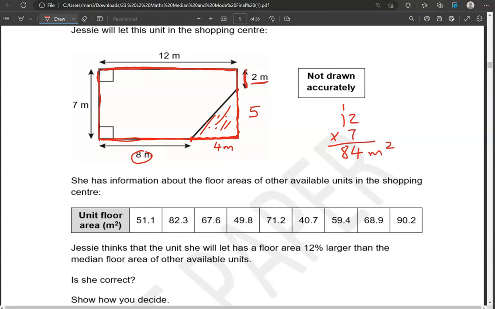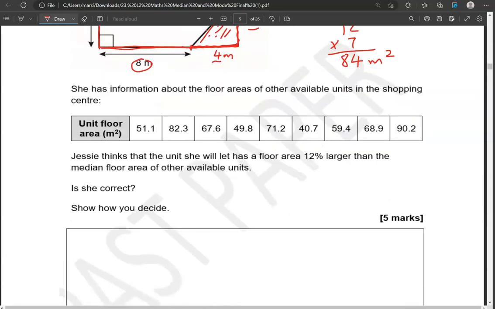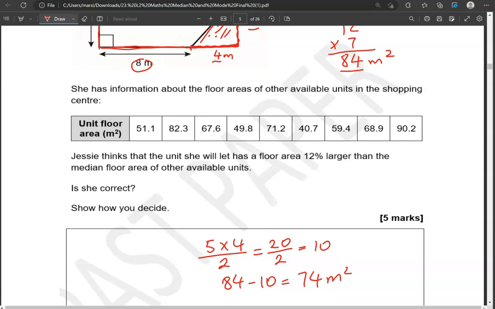So now we've got the dimensions of the triangle. We'll do 5 times 4 divided by 2. 5 times 4 is 20, divided by 2 gives us 10. So we'll take away 10 from the 84. So 84 take away 10 gives us 74 square meters. So that's the area of Jess's unit.